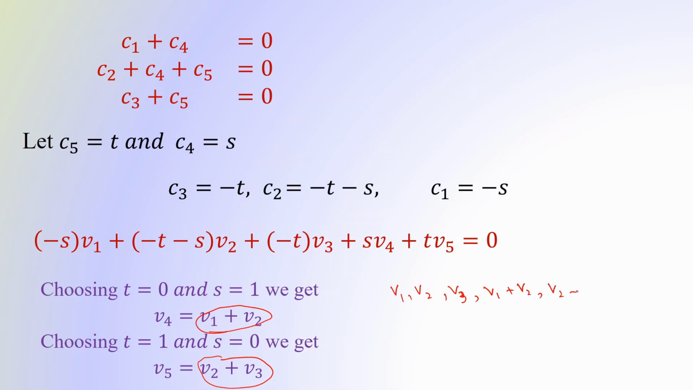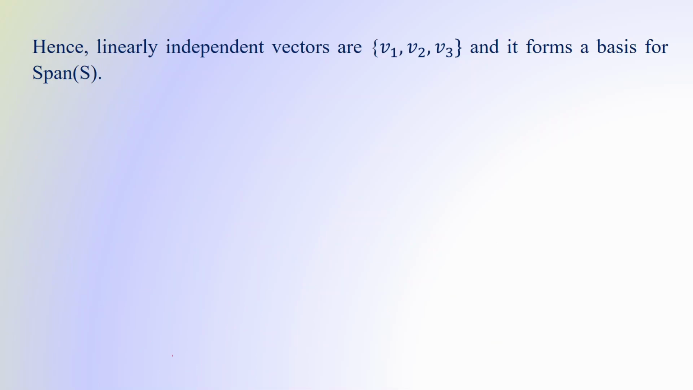V5 can be written as V2 plus V3. So therefore, we can see any set of expansion contains V1, V2 and V3, because any other set is again a combination of V2 and V3 or V1 and V2. So therefore, this will be a linearly independent set of the set V1, V2, V3, V5. So hence the linearly independent set containing vectors V1, V2, V3 forms a basis for the span of S.